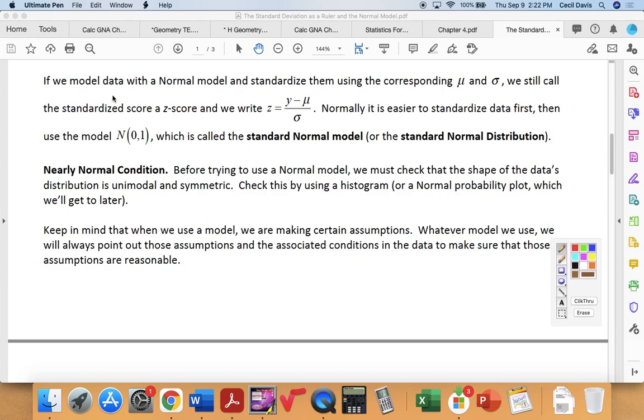So if we model data with a normal model and standardize them using the corresponding mu and sigma, we still call the standardized score a z-score, and we write it this way: z is equal to y minus mu over sigma. Normally it's easier to standardize the data first, then use the normal model where the mean is 0 and the standard deviation is 1, which is called the standard normal model.